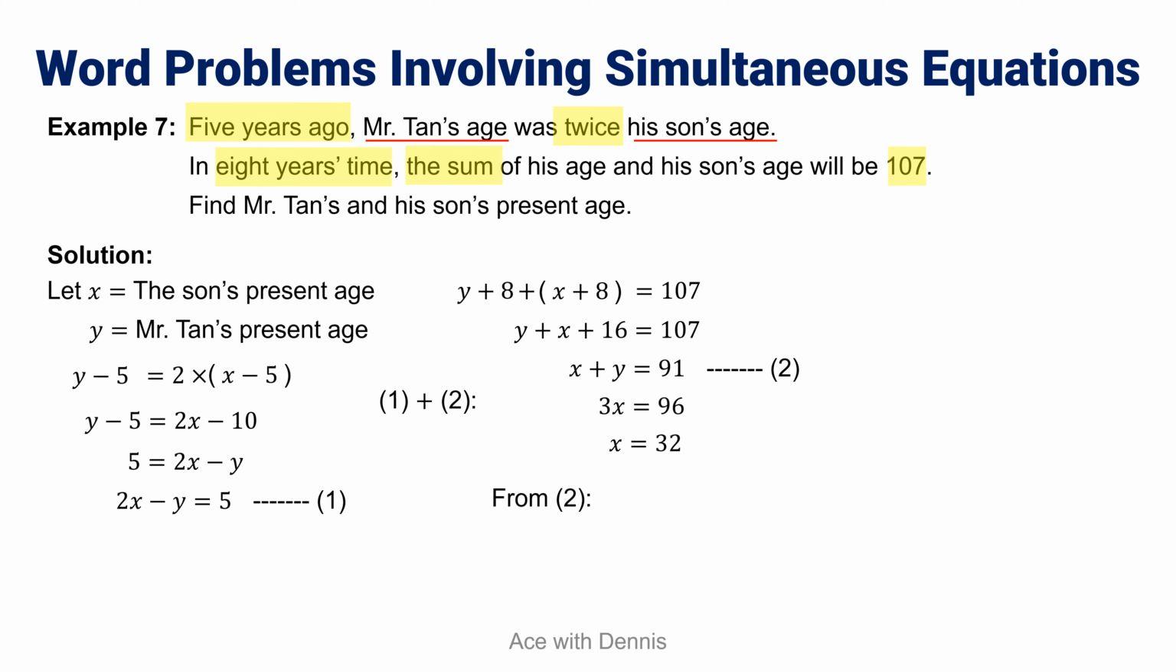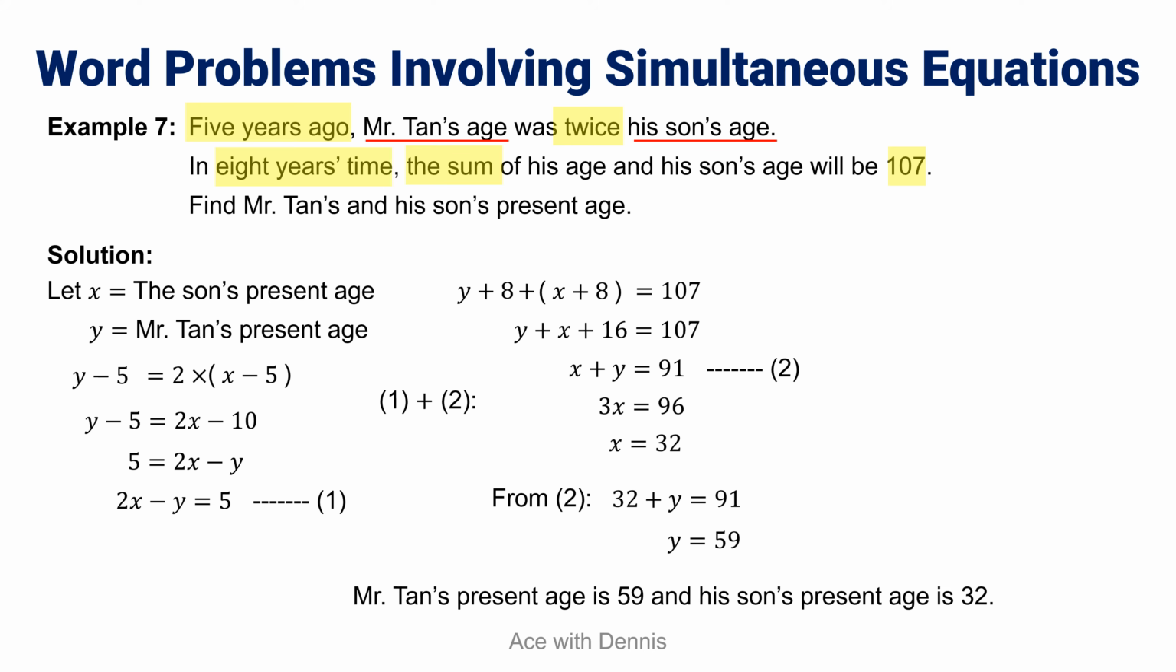After that, from equation number 2, I substitute x equals 32. I will have 32 plus y equals 91. Then y will be 59. Alright, so what does it mean? It means that Mr. Tan's present age is 59 and his son's present age is 32.